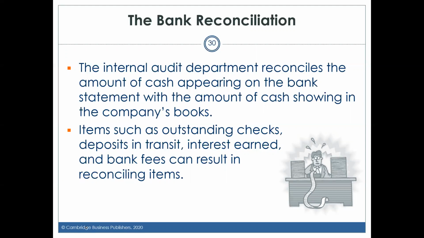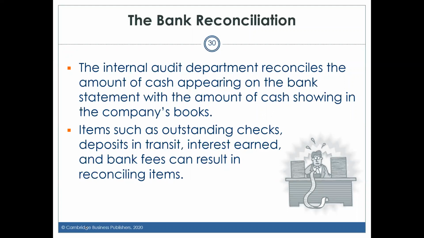Maybe they got this check on January 30th, and the bank statement is prepared as of January 31st. As of January 31st, they haven't taken the check to the bank. They don't take it until February 2nd, so it wouldn't show up on the bank statement. That's another reason why there would be a difference between the book balance and the bank balance. So outstanding checks and deposits in transit are things that are already on the books, but not on the bank statement.